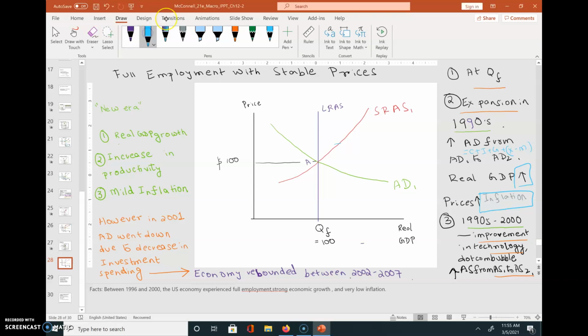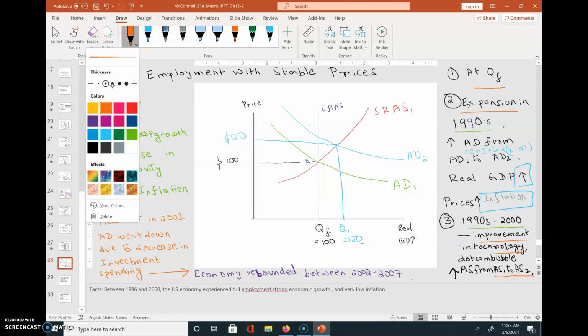However, in the 1990s, there was an economic expansion and the aggregate demand curve shifted to the right from AD1 to AD2. This caused a demand pull inflation with prices going up from 100 to 120 and output, or real GDP, increasing from 100 to 120 as well.